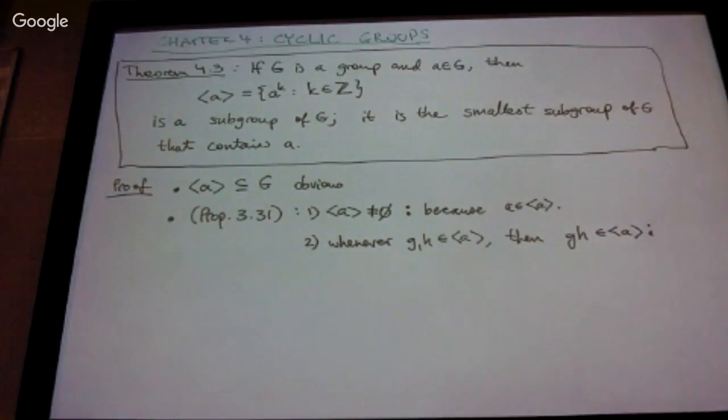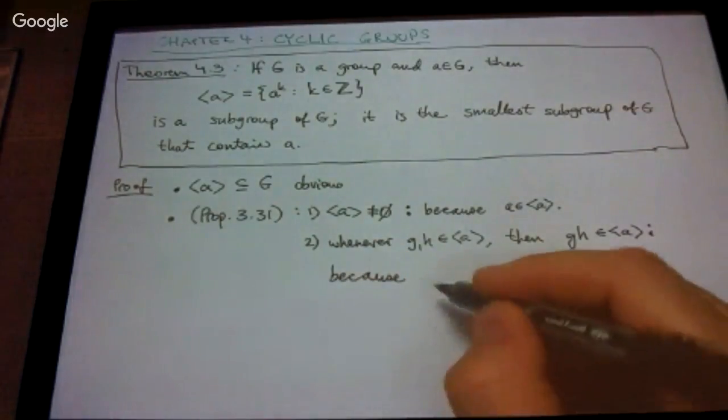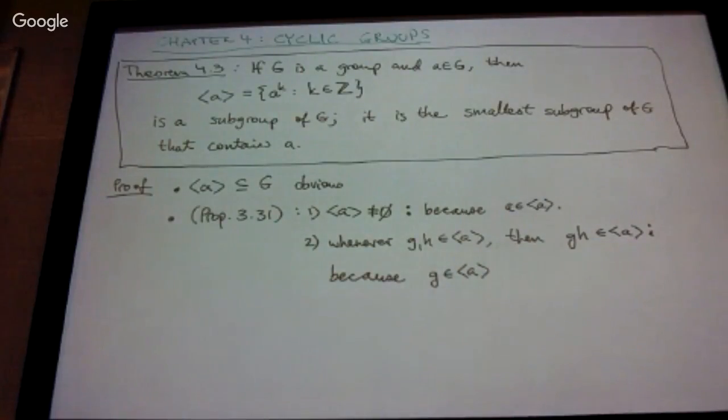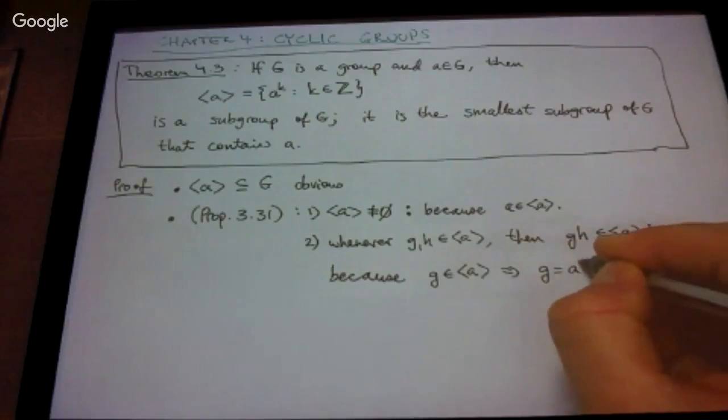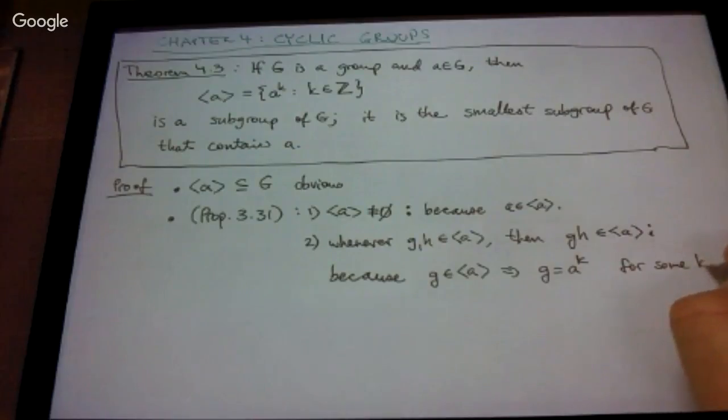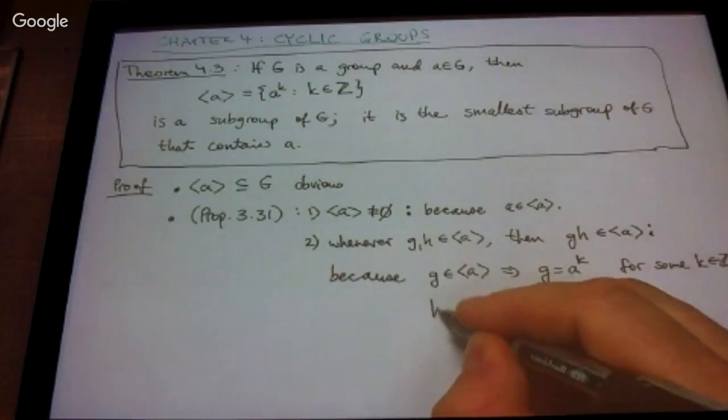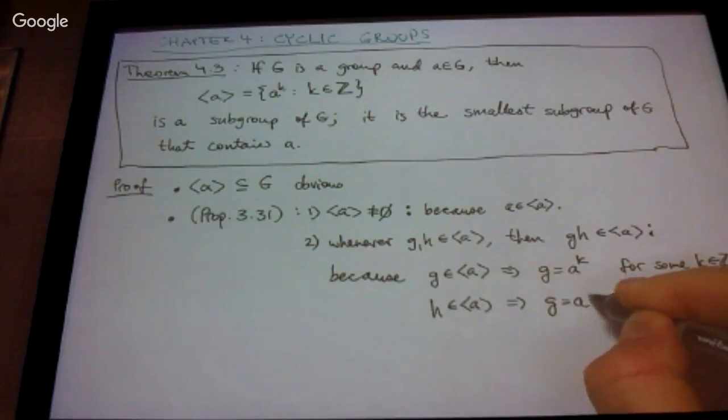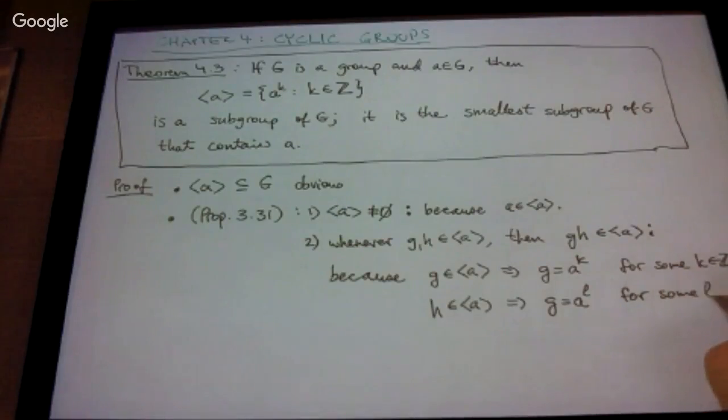And why is this? So what does it mean for G to be in the bracketed A? By looking at the definition, G is what? Yes, exactly. G is some form of A to the K for some K. So there exists an integer K, which could be negative, such that if I take A K times and multiply it together, I get G. And H being in the bracketed A means that it's A to the L, some potentially different integer.